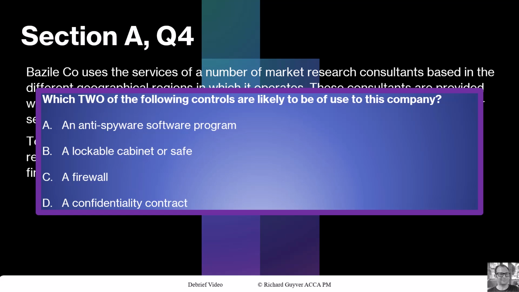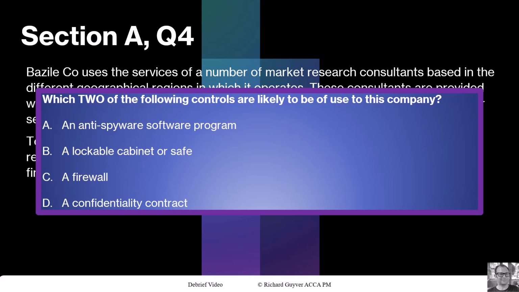A. Anti-spyware software program is not going to be suitable for this because anti-spyware stops third parties trying to get into our system. But this system is isolated from any network, so it will be of no benefit. B. A lockable cabinet or safe. They've got hard copies of materials which are commercially sensitive, so being able to lock them away is a very important security measure. B is correct.